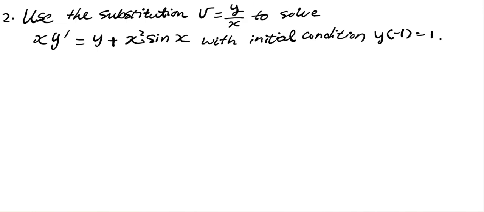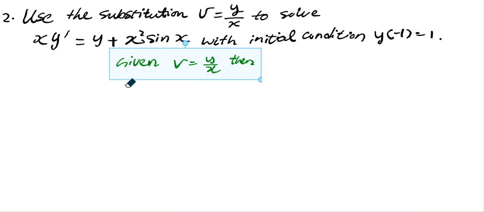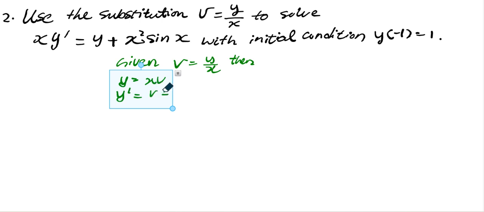So to get started with this second example, we know that given v is equal to y over x, then y is equal to xv, and then y dash itself becomes v plus x dv dx from implicit differentiation. Call this equation number 1.